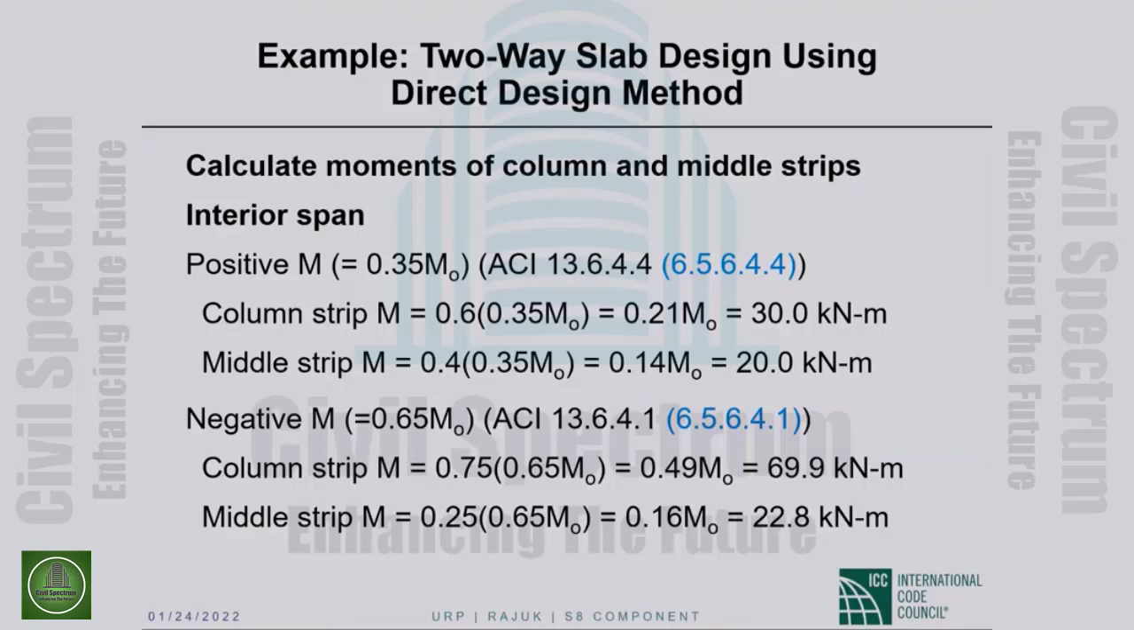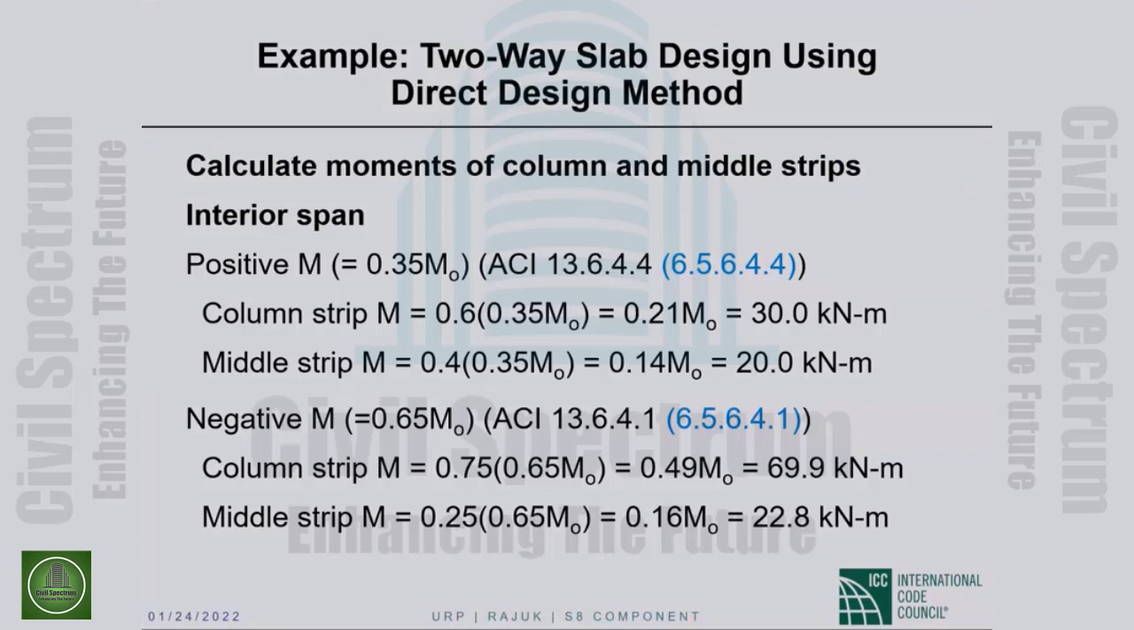Okay. The negative moment is 65% of M sub 0. 75% of that goes to the column strip, 25% of that goes to the middle strip. The column strip negative moment comes out to 69.9 kilonewton meters. The negative moment in the middle strip comes to 22.8 kilonewton meters.